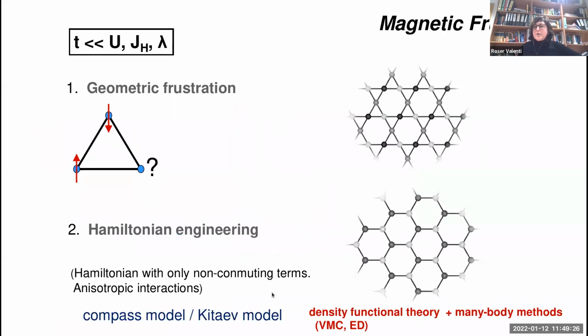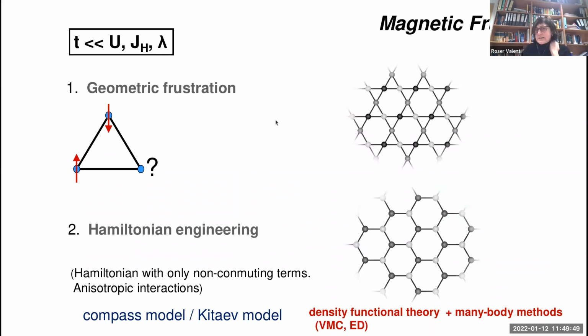And now let me go to the second part of my talk. Hopefully I'm fine with time. In the second part of my talk, I want to go to the strongly correlated limit. I'm going to consider, again, these underlying lattices, but in the limit where I have Mott insulators.